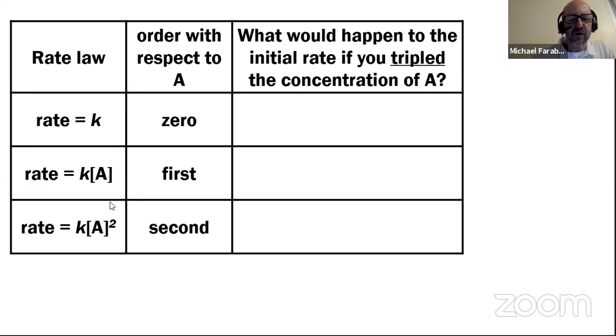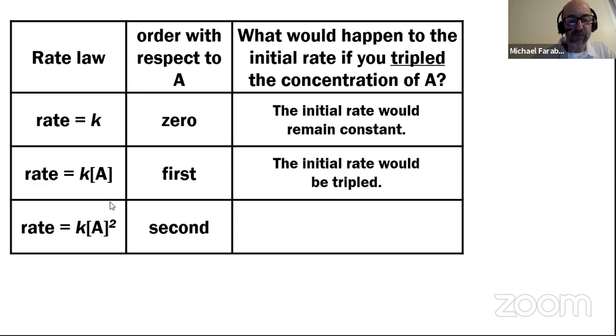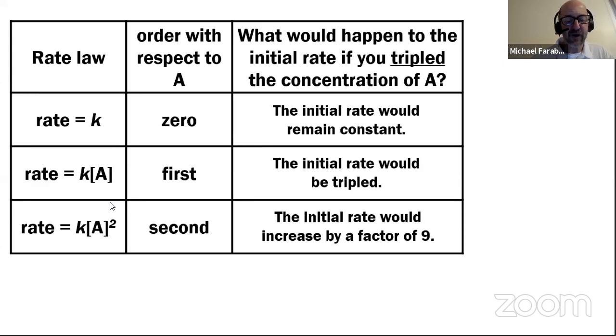What would happen to the initial rate if you tripled the concentration of A? Well, for 0 order, it would make no difference because there's no concentration of A term featured. Then the initial rate would remain constant. That's what 0 order would look like. If instead you tripled the concentration of A, well, then for a first order rate law, you would triple the rate. But since 3 times 3 is 9, then 3 squared, that represents if you were to triple the concentration of A and it was second order, the initial rate would increase by a factor of 9.